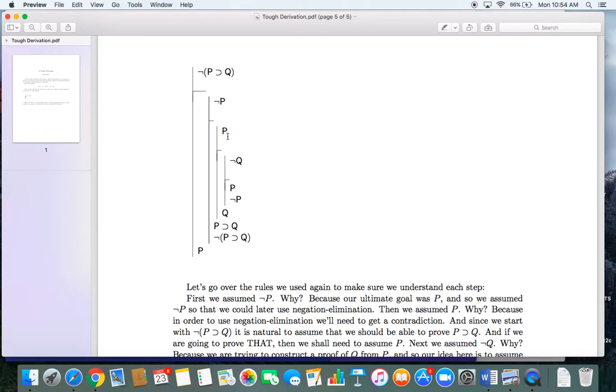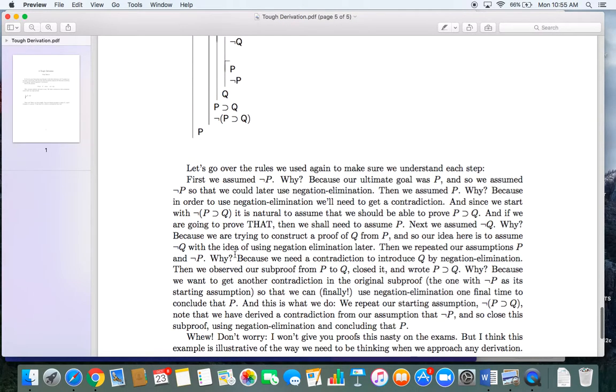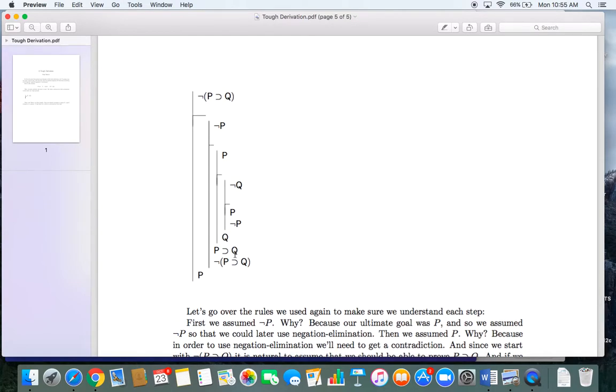Okay? How do we prove Q? Again, it looks like the only reasonable method to use is negation elimination, so we'll assume not Q. That gives us a way to reach a contradiction, so we can conclude that Q. Then we can close that subproof and conclude that P horseshoe Q. Then we can close that subproof and conclude by negation elimination that P.